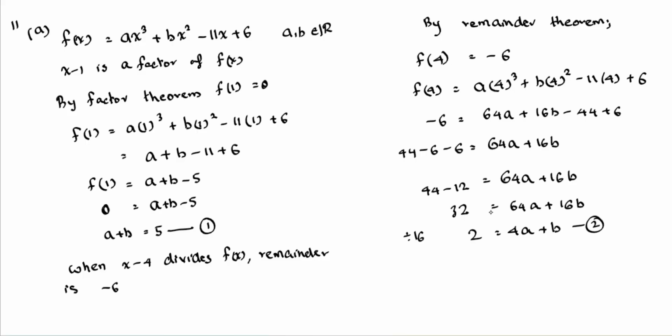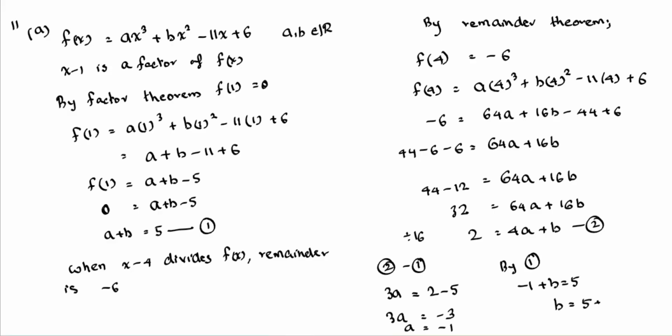Equation 1, equation 2: it's better if you take 2 minus 1. So 4a minus a is 3a, b minus b is 0, and 2 minus 5 is minus 3. So 3a equals minus 3, which means a equals minus 1. By equation 1, minus 1 plus b equals 5, so b equals 5 plus 1, b equals 6. We have successfully done the first part of the question. We have found the values of a and b.